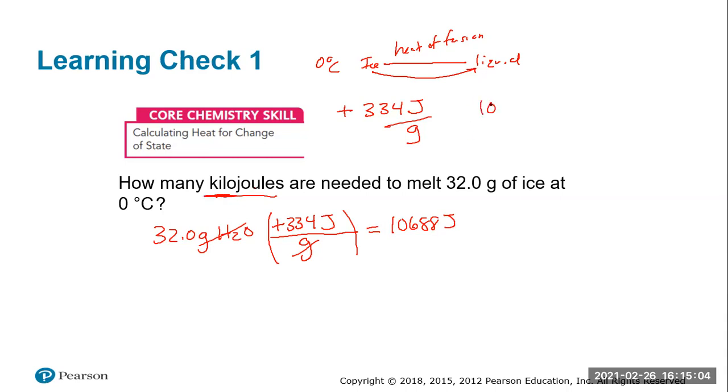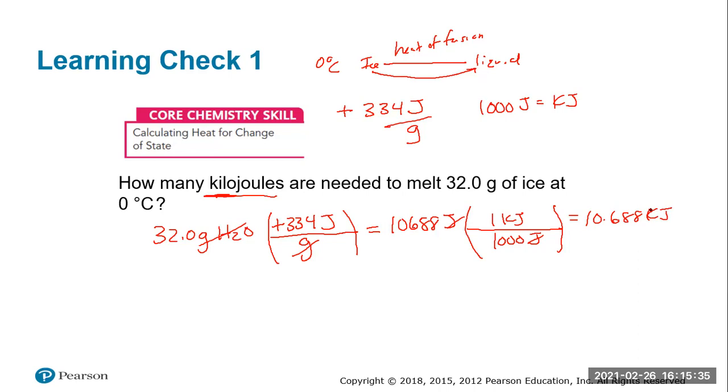So remember, there are 1,000 joules in a kilojoule. We would use that as our conversion factor. 1,000 joules on the bottom, 1 kilojoule on top. We're essentially dividing by 1,000 at this point. Going to give us 10.688 kilojoules at that point.